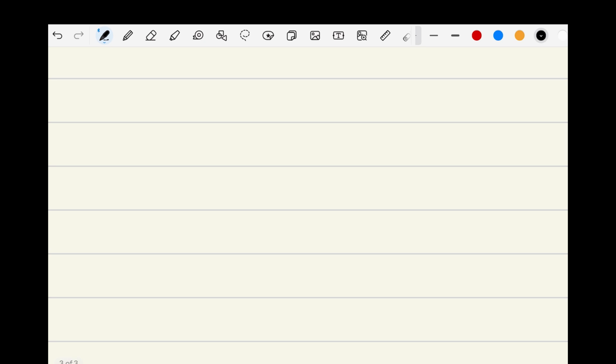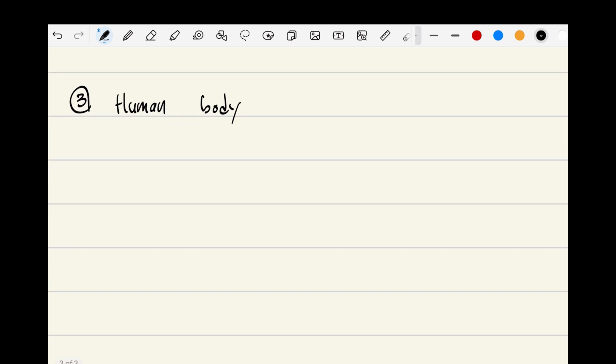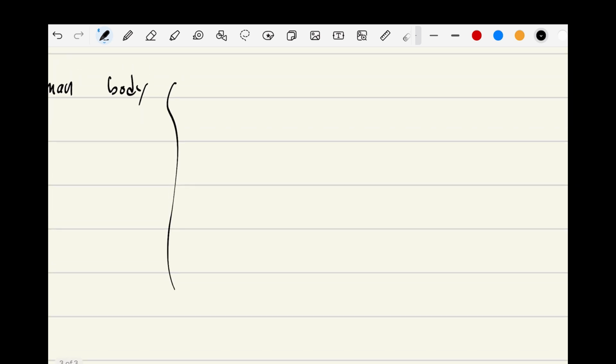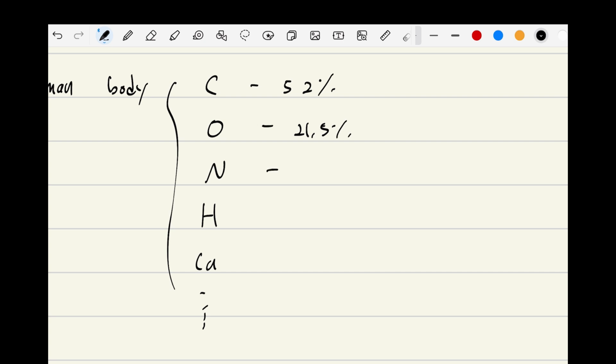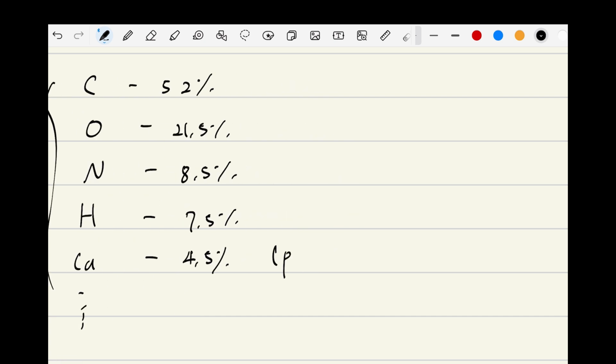Now let's talk about the human body. So what are human bodies made of? They're made of carbon, oxygen, nitrogen, hydrogen, calcium, and something more. But these 5 are the important ones that you need to know for the AP Bio test. So carbon is about 52%. For oxygen, it's 21.5%. For nitrogen, it's 8.5%. For hydrogen, 7.5%. For calcium, 4.5%. And we usually call calcium as potassium.